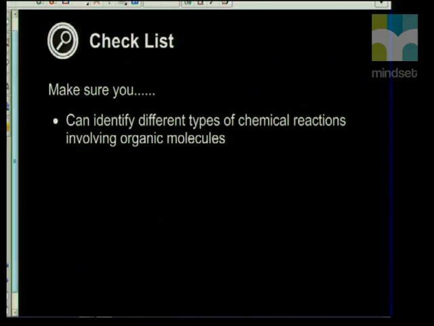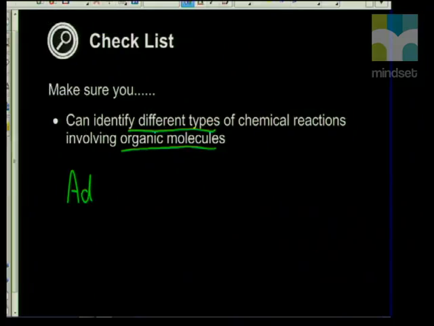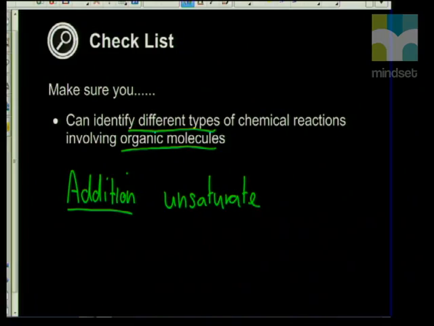So the checklist is quite short, but I want to expand on it a little. It basically says you need to be able to identify different types of chemical reactions involving organic molecules. Now, what are the fundamental basic ones that you need to know? The first one that you need to take note of is what we call an addition reaction. What happens here is that we have an unsaturated hydrocarbon.